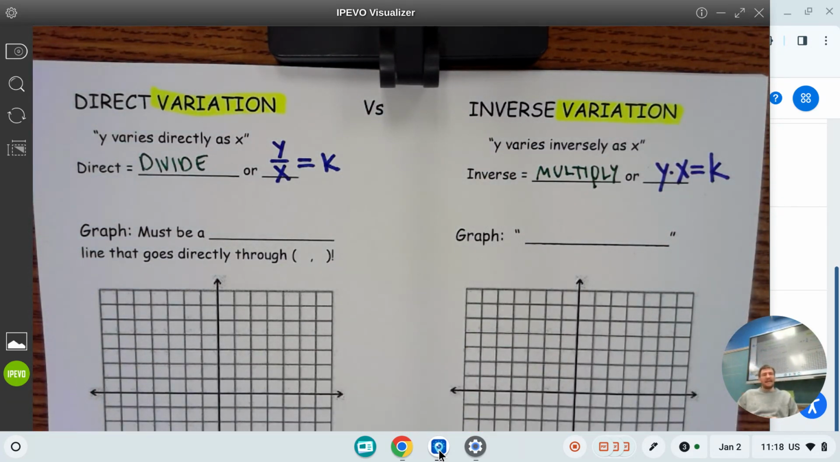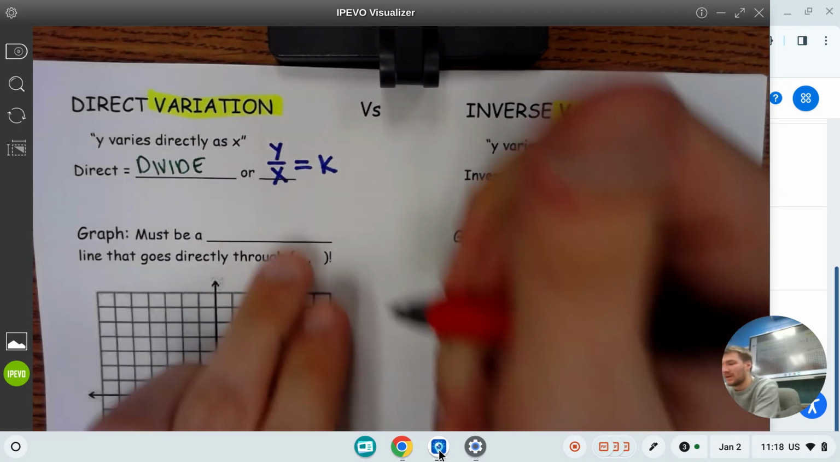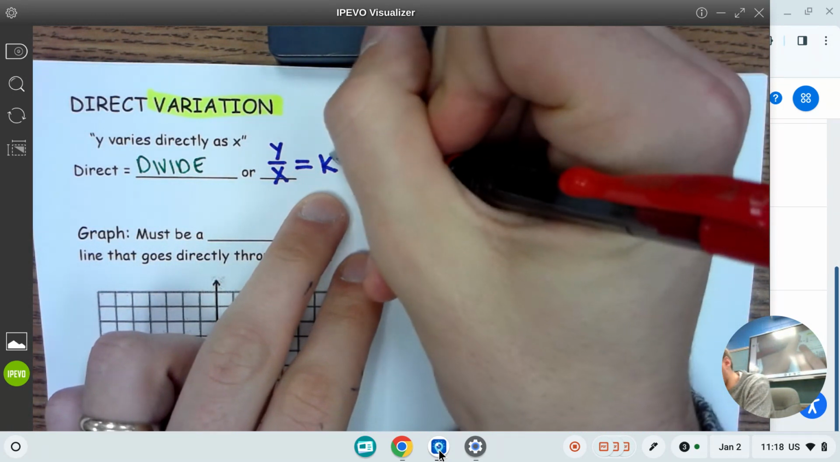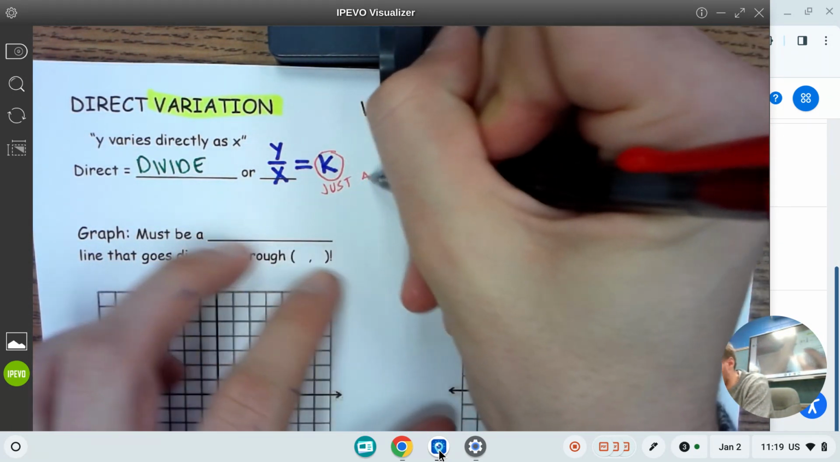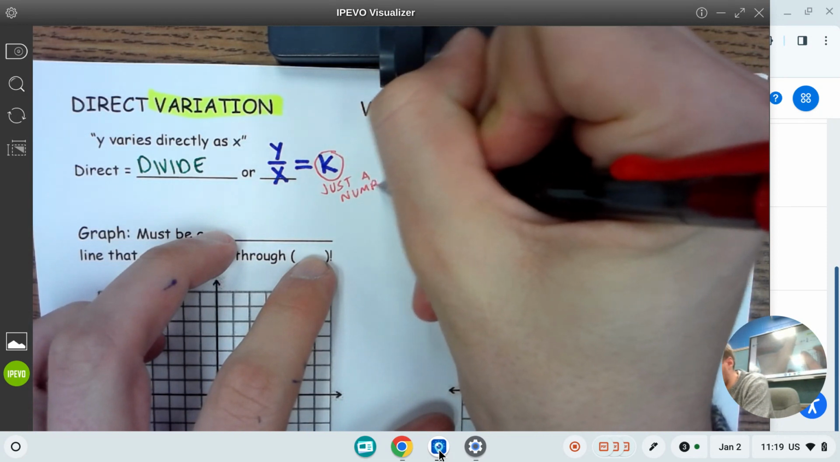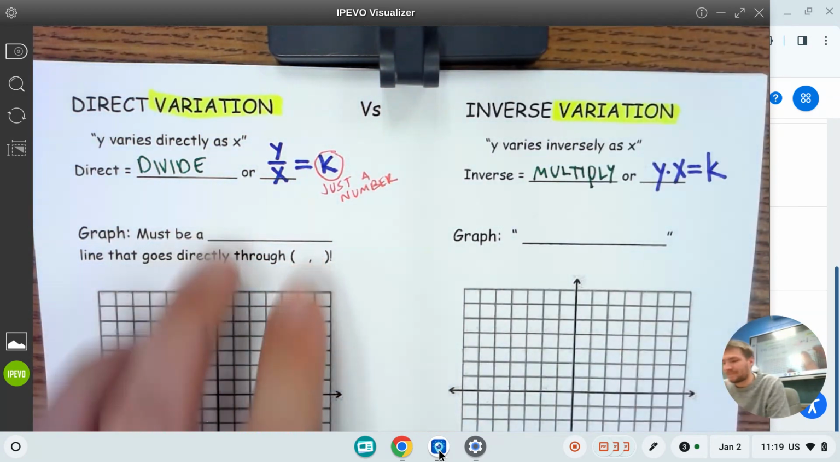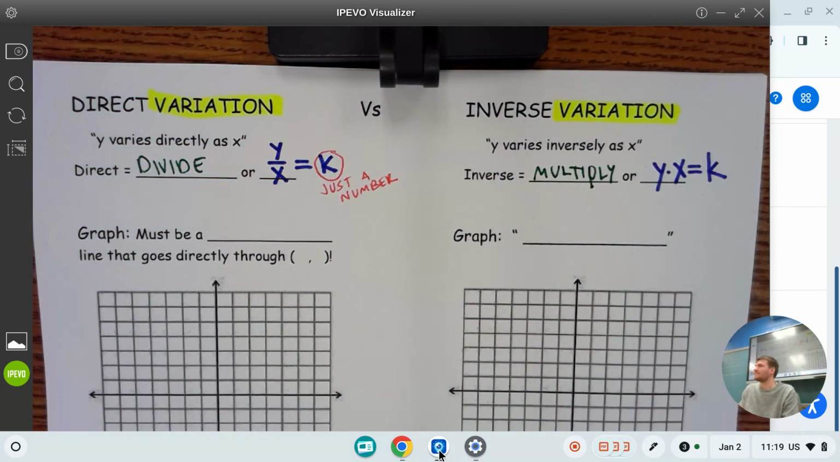why are we using k? What the heck is k? What, we haven't ever used k before. K is just a number.